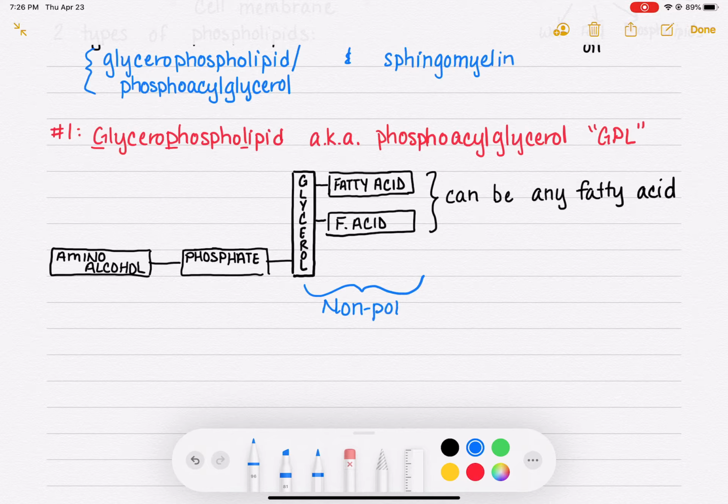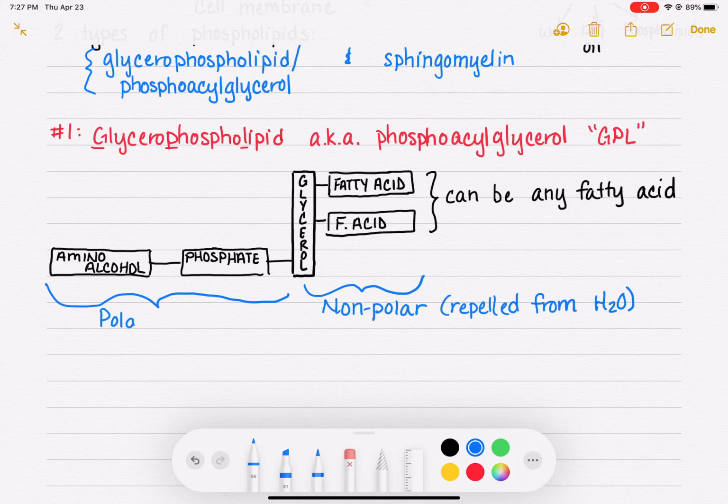Nonpolar. So this means, because it's nonpolar, that it is repelled from water, so it's not attracted to water. And this is going to be really important when we start thinking about this in the context of cell membrane. And then the other portion of the molecule, the amino alcohol and the phosphate, this portion of the molecule is polar, which means that it is attracted to water.